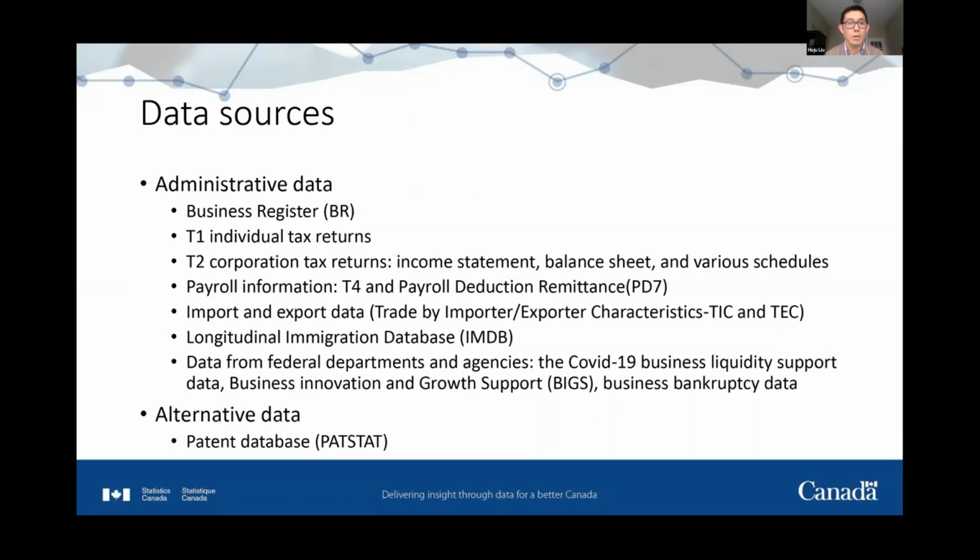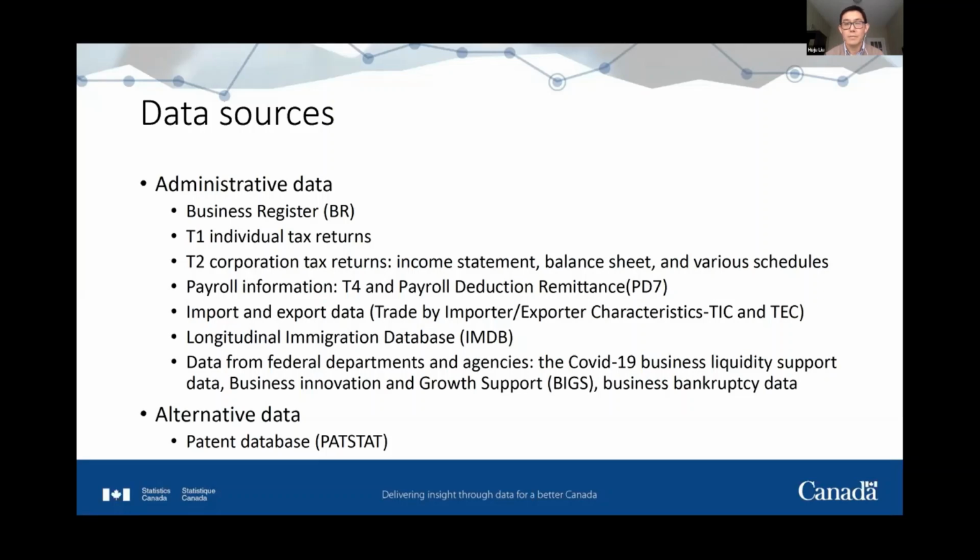Here's the list of the data sources we use. The business register is basically the universe of all active businesses in Canada, collected by Statistique Canada. Then we rely on the T1, of course, the individual tax return, for individual information, and the T2 corporation tax return, which gives us information on income, expense, and asset and liability, all the information as Nate has discussed.